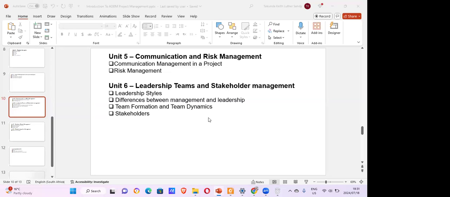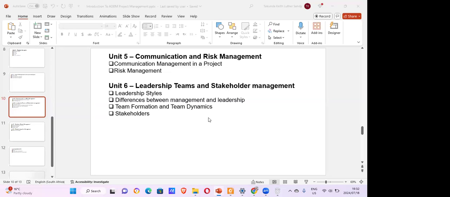Then we look at leadership, teams and stakeholder management. Then we look at the leadership styles that are there. When we talk about leadership styles, we have a lot of them. We always hear people, maybe politicians, saying, I'm a servant leader. So there is servant leadership. It's a leadership style. There is autocratic leadership and there is bureaucratic leadership. All those are different leadership styles that you find. We'll look at them on Unit 6 there. We'll look at the differences that you find between management and what leadership is, right?